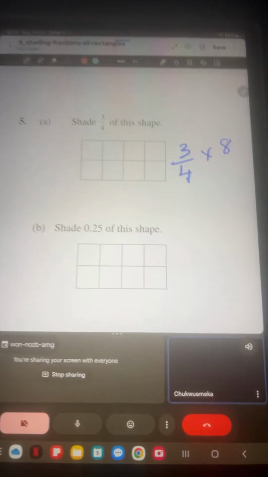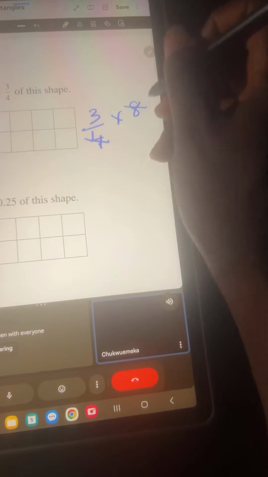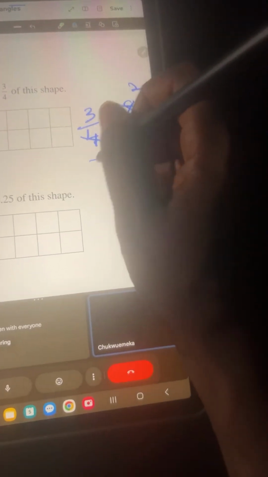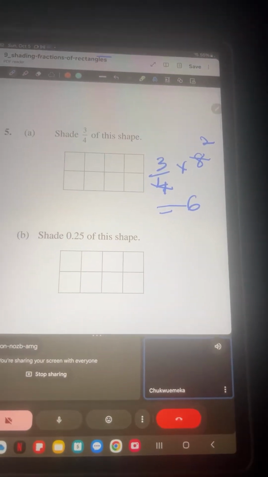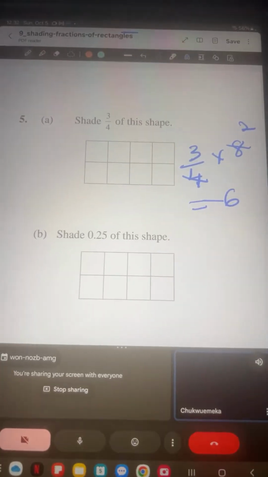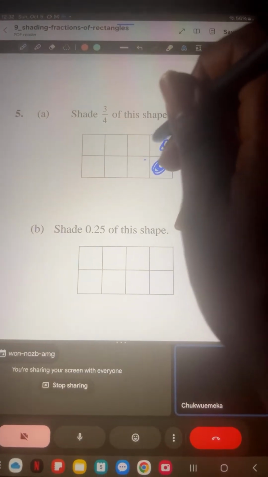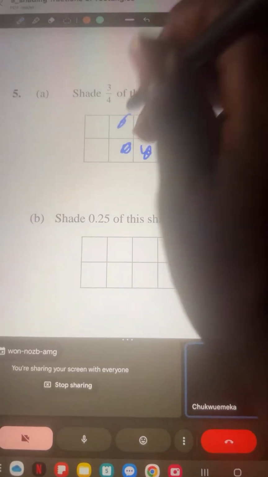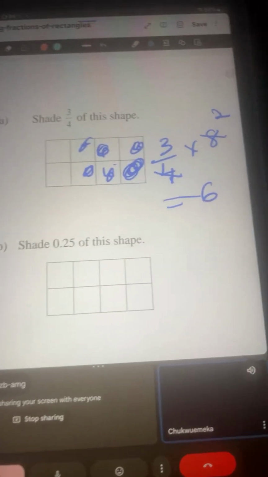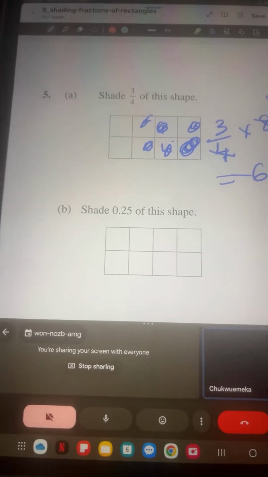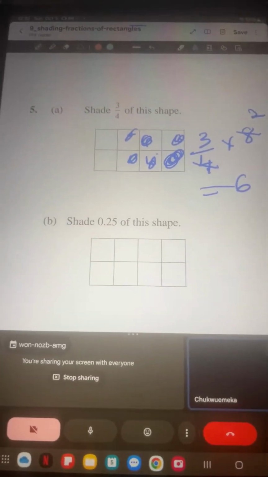So what you have to do is to divide 8 by 4, that will be 2, and 3 times 2 is equal to what? 6. Are you getting what I'm doing? Yes. So you shade the 6 boxes, 1, 2, 3, 4, 5, and what? 6. So we are just shading how many? 6 shapes, because 3 over 4 of 8 small boxes gave us 6 small boxes, isn't it?